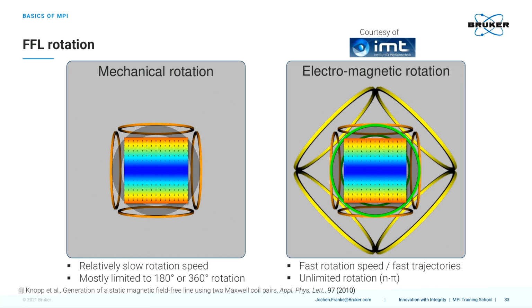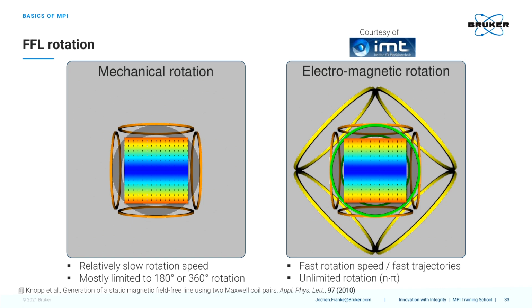Okay. So what is the difference? Mechanical rotation is relatively slow, and mostly it is limited to 180 degree rotation, maybe also 360 degrees, but then mostly you need to rotate back as the cable length is finite and you can't rotate and rotate and rotate. You can overcome this by slip rings, but slip rings in MPI are a nightmare. I can promise, never do slip rings to rotate.